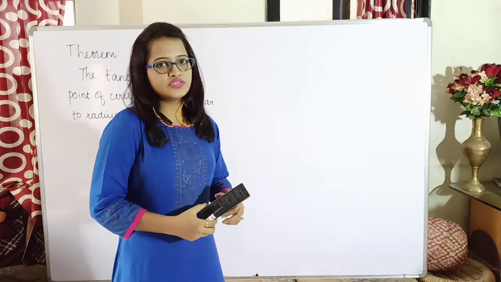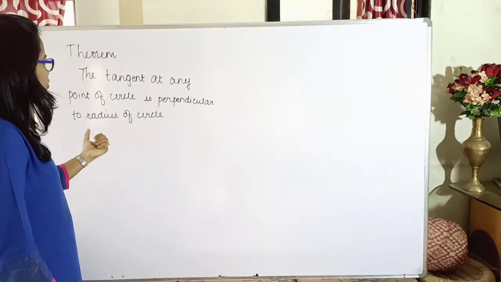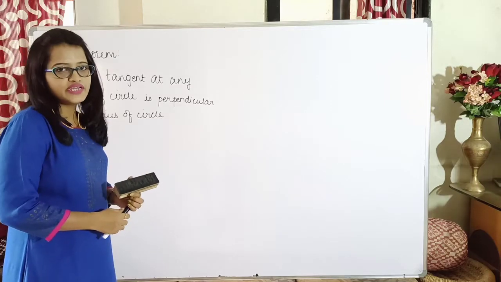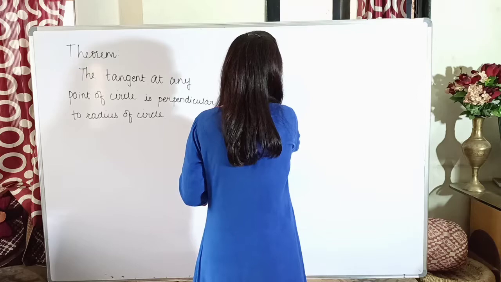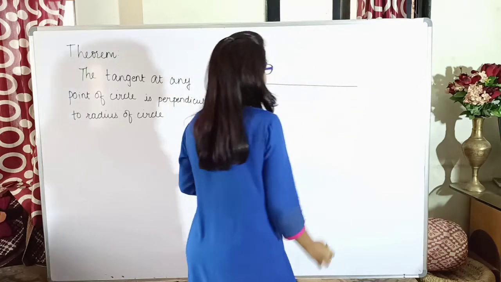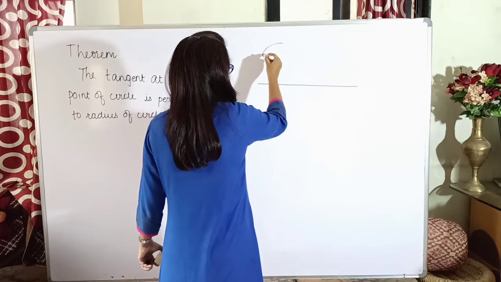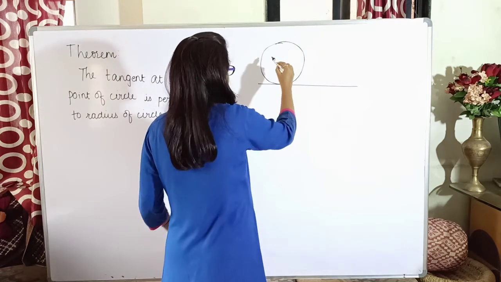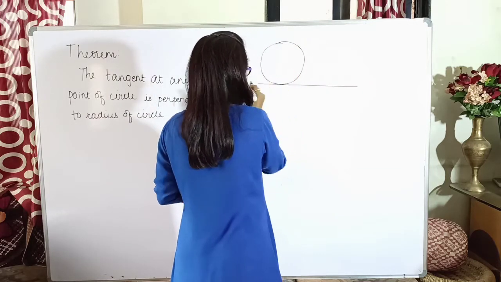Further, now let us see the first theorem of the topic. The theorem says the tangent at any point of the circle is perpendicular to the radius of the circle. So before understanding what the theorem is, suppose this is a road and a wheel, or the wheel of a cycle, is rotating or moving on the road.